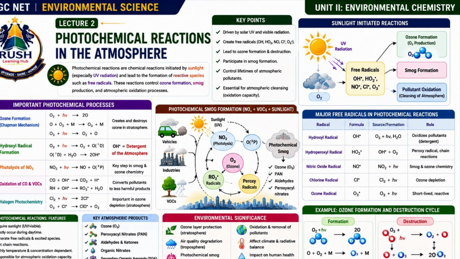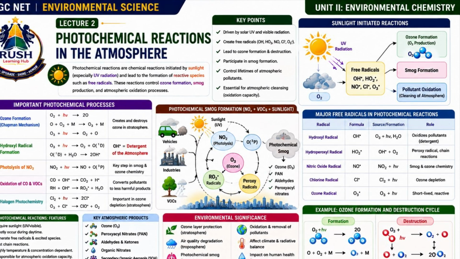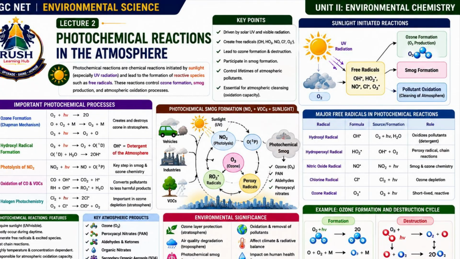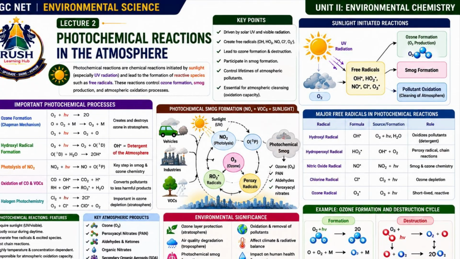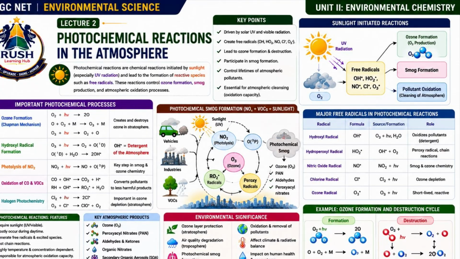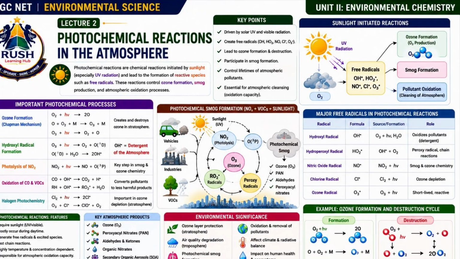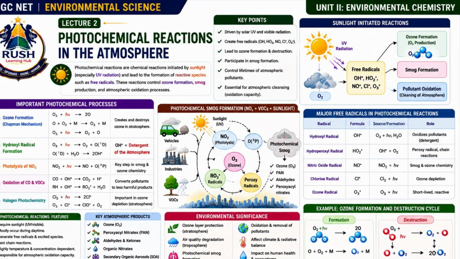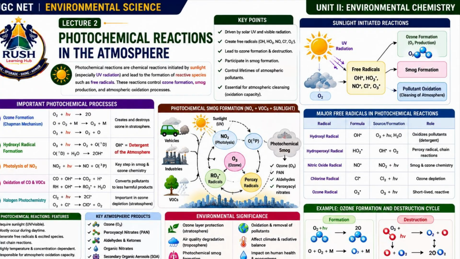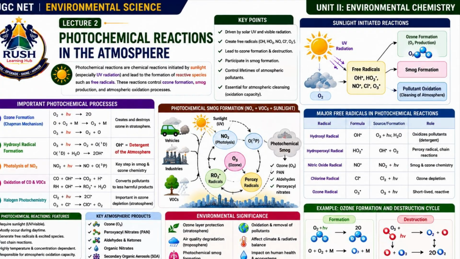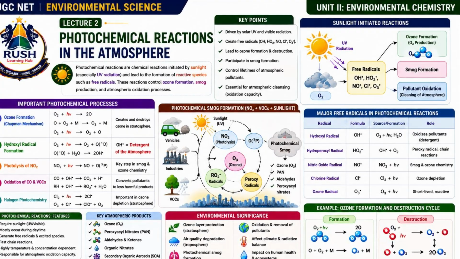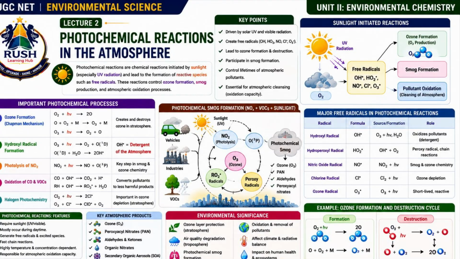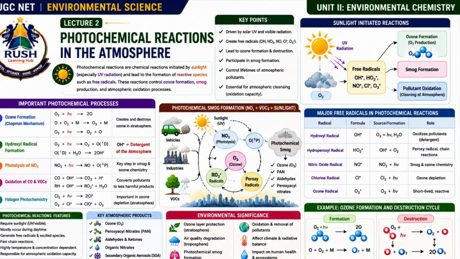Now let's discuss factors affecting photochemical reactions. The most important factor is sunlight intensity. Stronger ultraviolet radiation increases photochemical activity. Temperature also influences reaction rates. Higher concentrations of nitrogen oxides and VOCs promote ozone and smog formation.